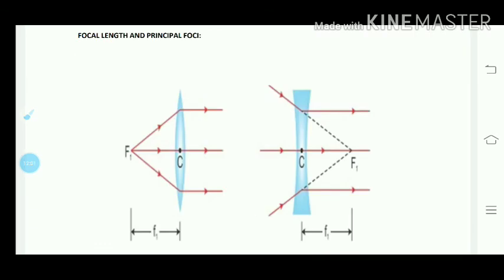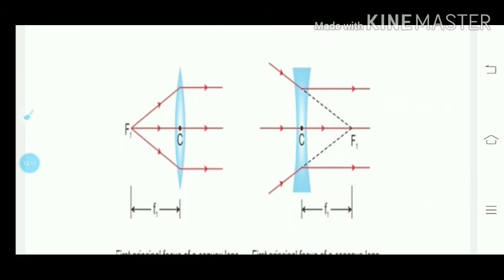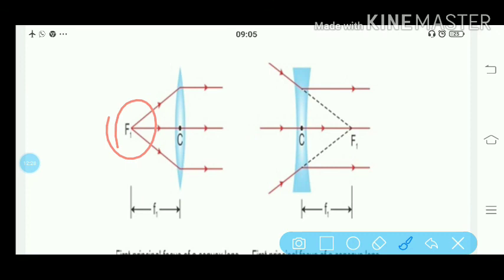Now next is principal foci. A ray of light can enter a lens from either side. Therefore, a lens has two principal foci, called the first focal point and the second focal point. First focal point. For a convex lens, the first focal point is a point f1 on the principal axis of the lens, such that the ray of light coming from it after refraction through the lens becomes parallel to the principal axis. This is our principal axis and these two rays are parallel to it. So this is the first focus.